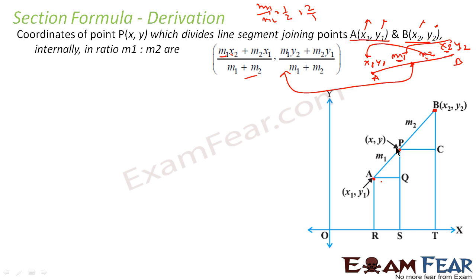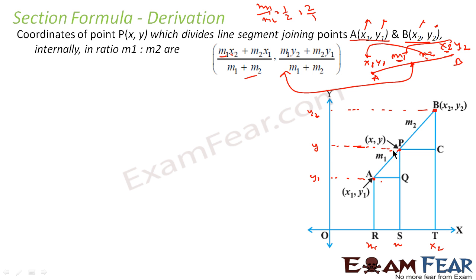How? If you see, this is x2, y2, so this point on the x-axis is x2, and this point on the y-axis is y2. This is x1, y1, so this point is x1, and this point is y1. This is x, y, so this point is x, and this point is y.